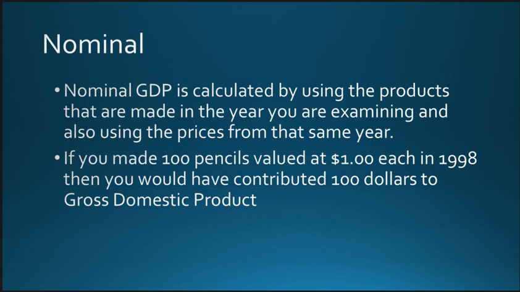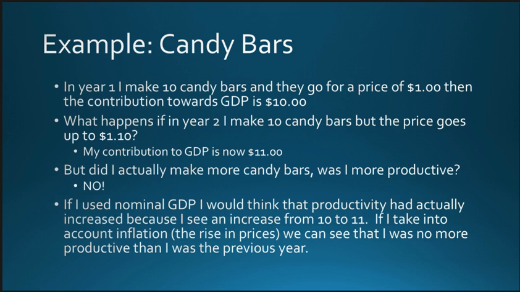Nominal gross domestic product is calculated by using the products that are made in the year you are examining and also examining the prices from that same year. So if you made 100 pencils valued at $1 each in 1998, then you would have contributed $100 to gross domestic product. That should be pretty easy. 100 times $1 is $100. So let's take this and you give a difference between real and nominal.